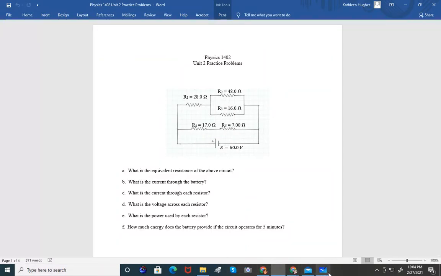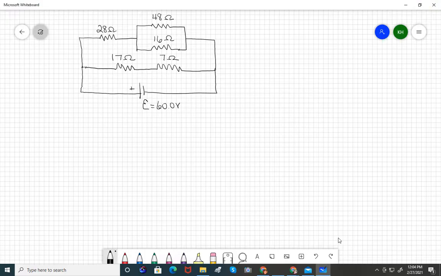So I went ahead and I sketched out a picture here on a whiteboard. Get my whiteboard up. And the first thing that they asked us to find in part A was equivalent resistance. So we're going to have to do it kind of in pieces. I'm going to start with these two resistors right here. The 48 and 16 ohm resistor are clearly in parallel.